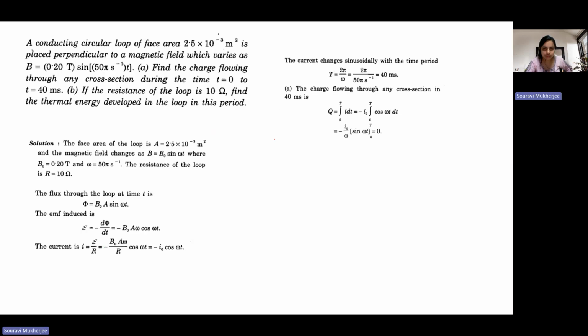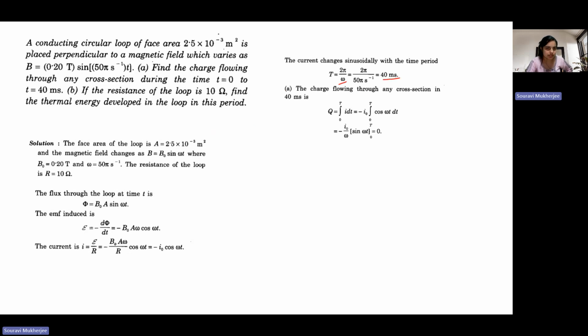Okay. So like here, this is all that is provided. So you can write the flux as B naught A sine omega t. The induced EMF is minus d phi dt, is minus B naught A omega cos omega t. The current is EMF by R, which is B naught A omega by R, minus cos omega t. So now if you put in all the values, what do you see? So 2 pi by omega, this gives you the time period.